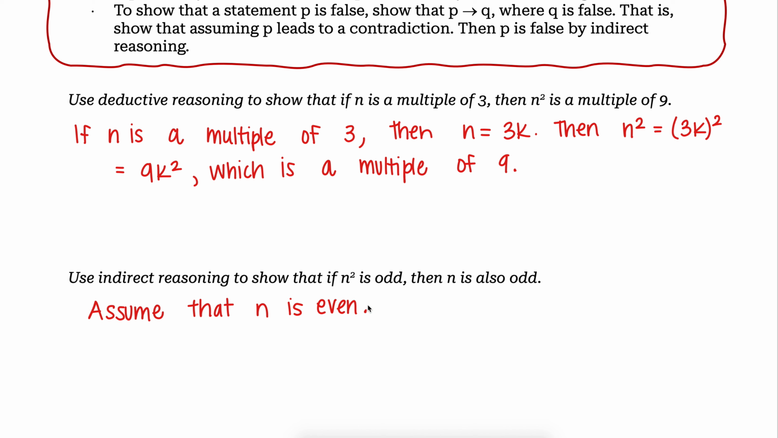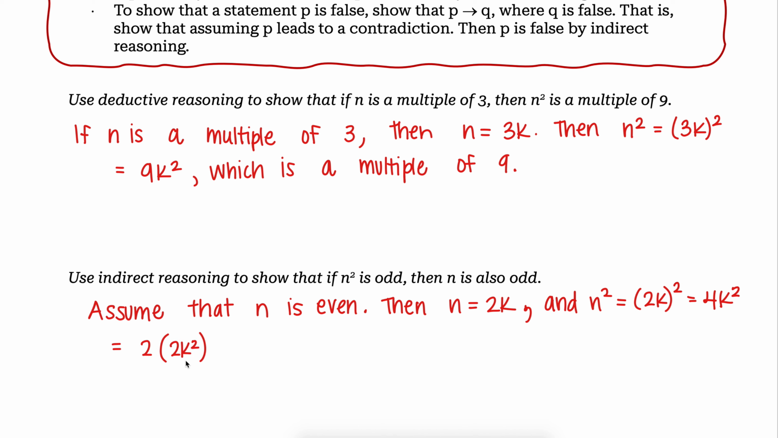N is even. If n is even, then we can write n as 2 times k. Now, let's look at n squared. If n is equal to 2k, then n squared is equal to (2k) squared, which is equal to 4k squared. 4k squared is 2 times 2k squared. 2 times 2 is 4. And when you multiply by 2, you're dealing with an even number.